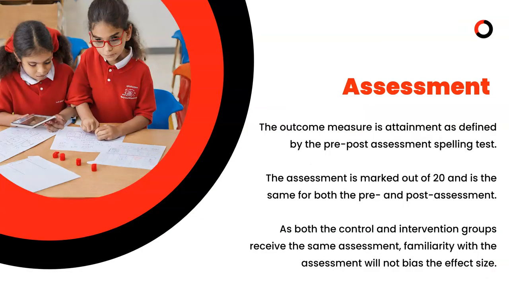The assessment. The outcome measure is attainment as defined by the pre and post assessment spelling test. The assessment is marked out of 20 and is the same for both the pre and the post. So as both the control and intervention groups receive the same assessment, familiarity should not bias the effect size.